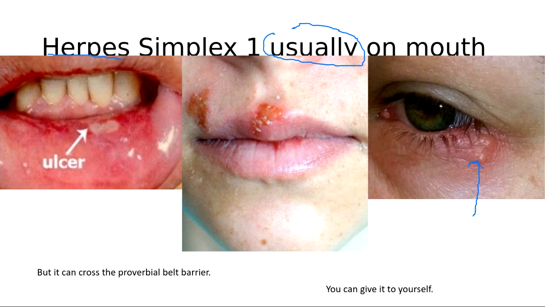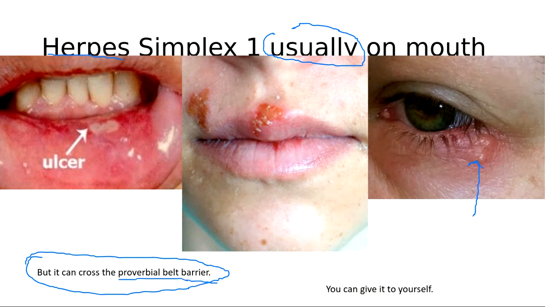Here's the sad thing. It can cross the proverbial belt barrier. Now, a belt barrier, everybody knows you wear a belt. And this is the north side of the belt barrier, so one can guess where the south side of the belt barrier is. If your partner has that on the north side of the belt barrier, you don't want that on your south side, which we'll get to here in a minute. And I just read this just the other day. You can give it to yourself. Rub your mouth, don't scrub your hands thoroughly, and then rub other parts, and you can transfer it to yourself. That would be sad, to get a sexually transmitted infection from yourself.